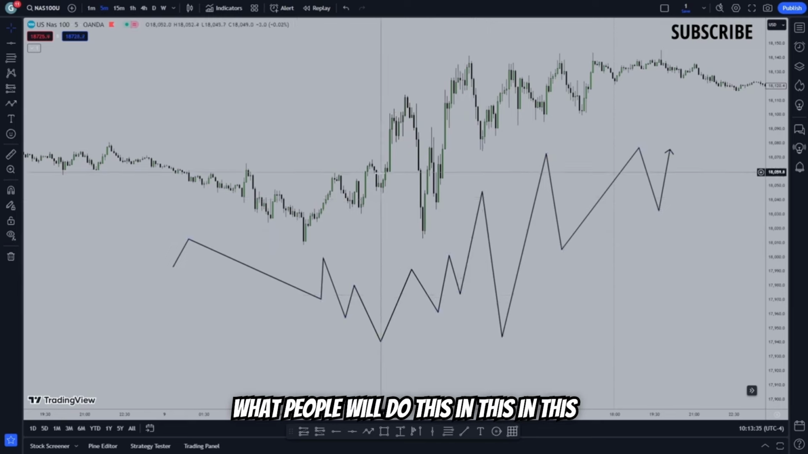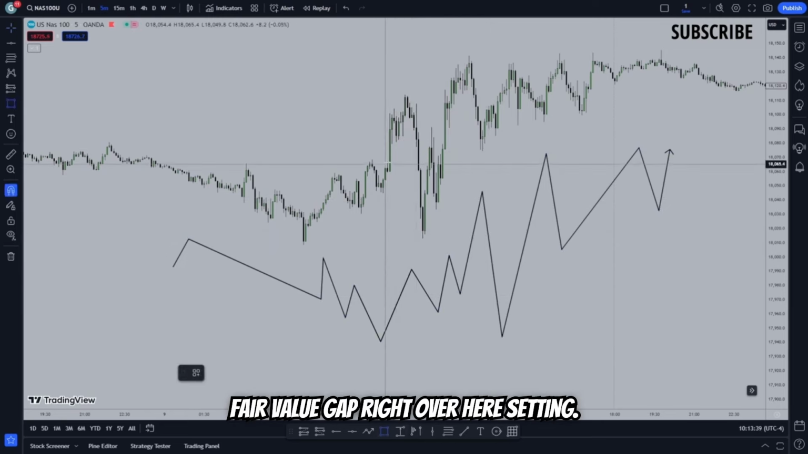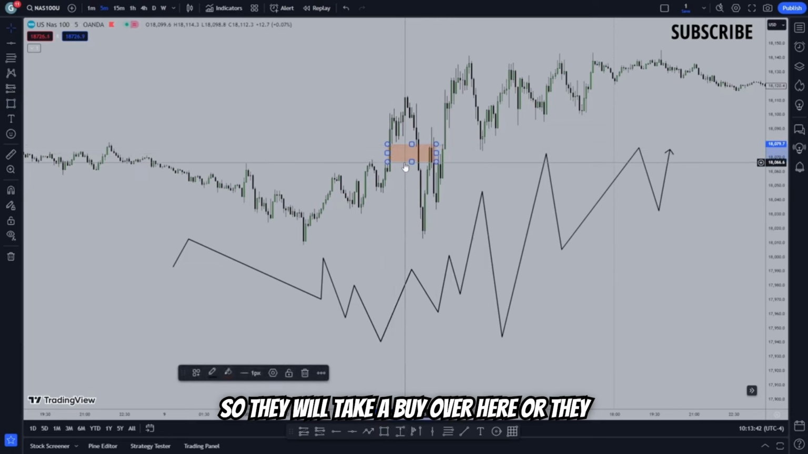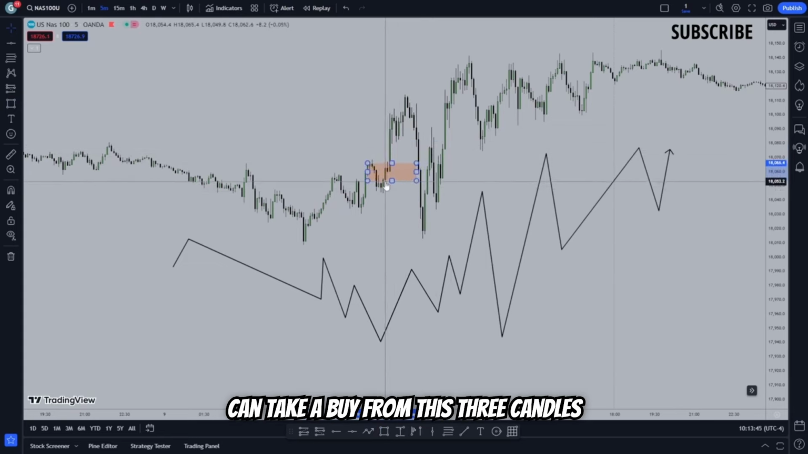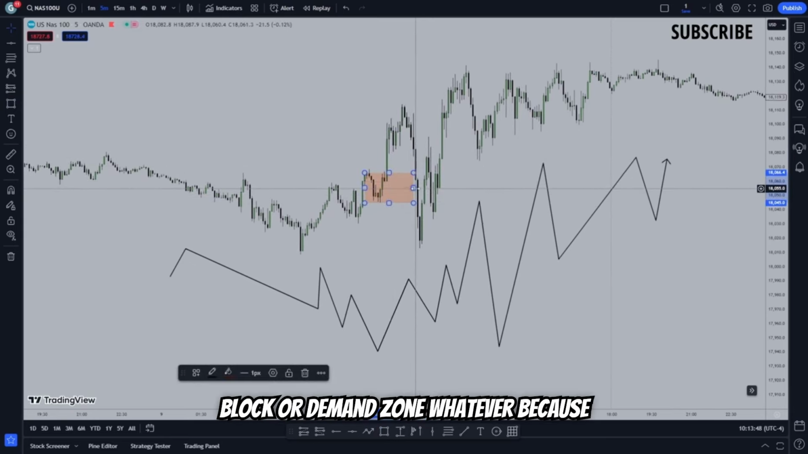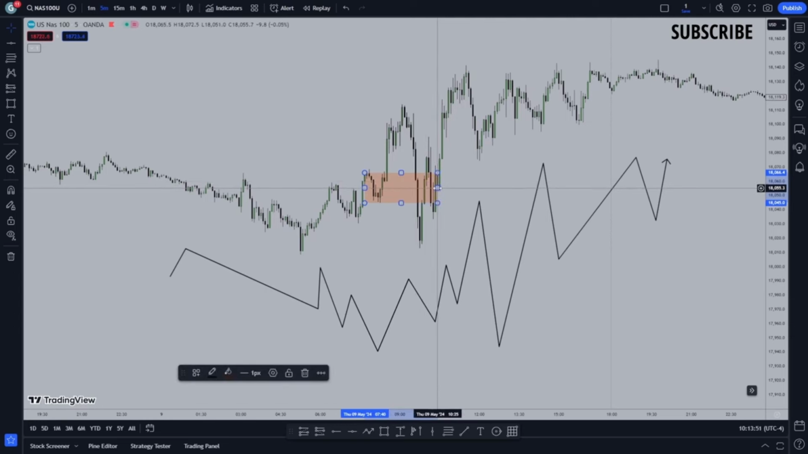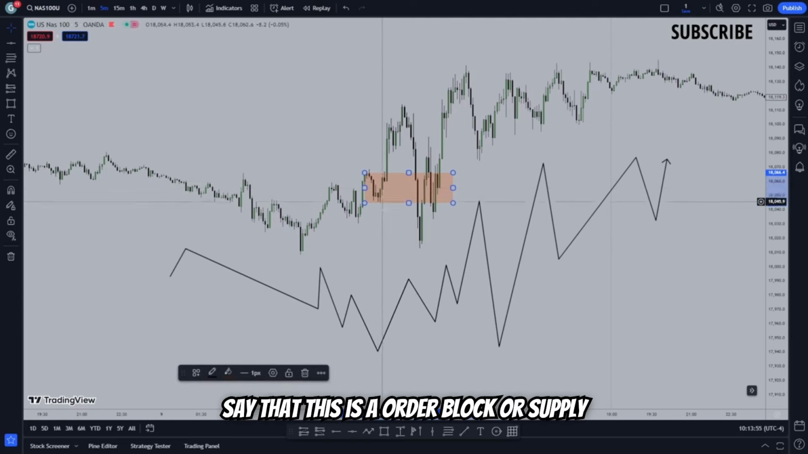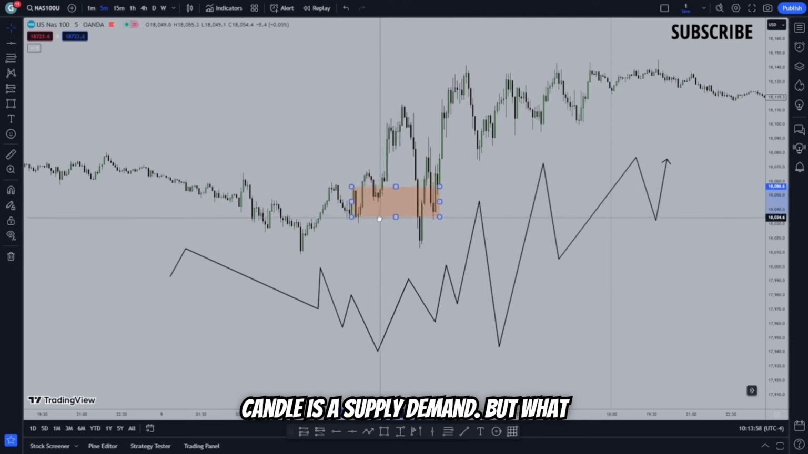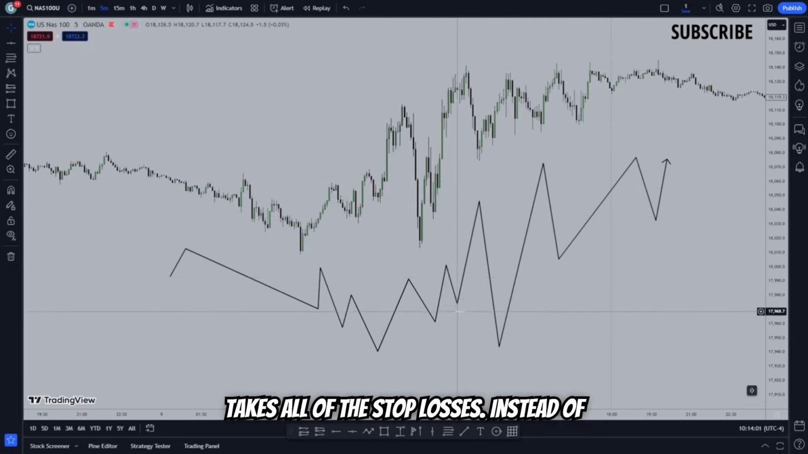So what people will do in this price leg is see that there is a fair value gap sitting right over here, so they will take a buy over here. Or they can take a buy from these three candles and say that this is an order block or demand zone, whatever, because they have mixed up the order block and supply and demand. But what happens after that? The market falls down and takes all of the stop losses.